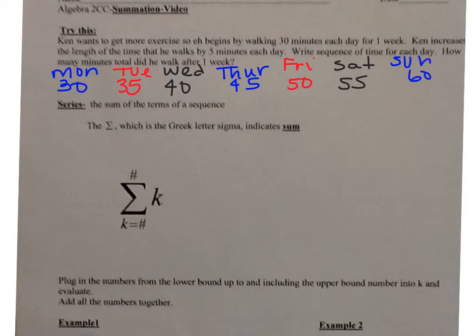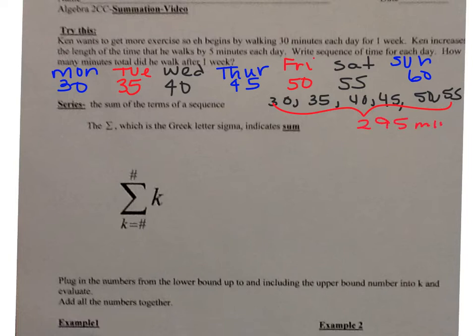So it says to write a sequence of time for each day. So my sequence would be 30, 35, 40, 45, 50, and 55. So what is his total? So for how long did he walk in total after 1 week? So you would add these all up and you would get 295 minutes.